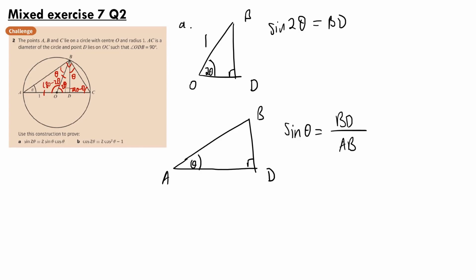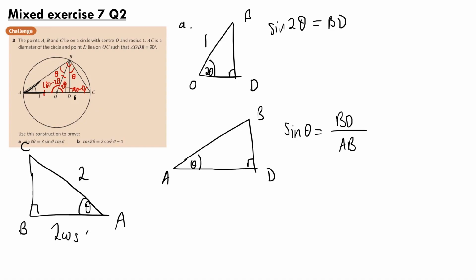But we know that AB, we can look at the triangle ABC. So if I draw the triangle ABC out, just like we did the others, now I'll draw it in an orientation that is more familiar. So if I draw B down here, and then C up here and A across here, then angle BAC is theta. So BAC over here is theta. We know the length of AC because that is the diameter, so that would be 2. So we can say that the length AB then is 2 cos theta. So here we can replace AB with 2 cos theta.